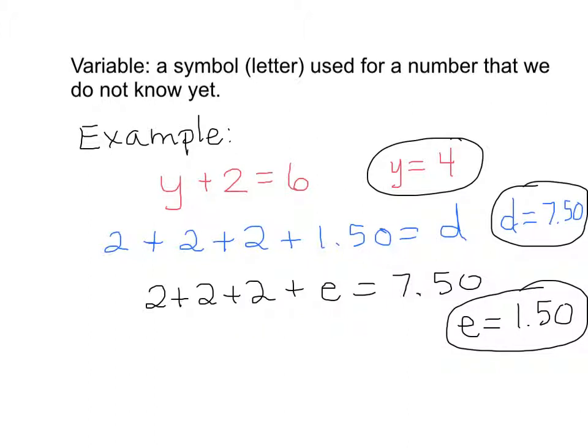Yep, there you go. You knew that the y actually represented a 4, because in order for that number sentence to be true, it needed the 4. You also probably determined that the variable d represented $7.50 in order for this number sentence to be true. And because of what we knew about our other number sentences, you knew that 1.50 was what e represented in order to make that number sentence true.